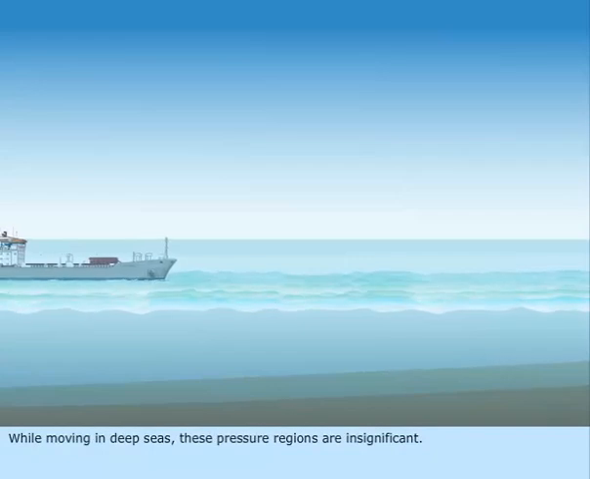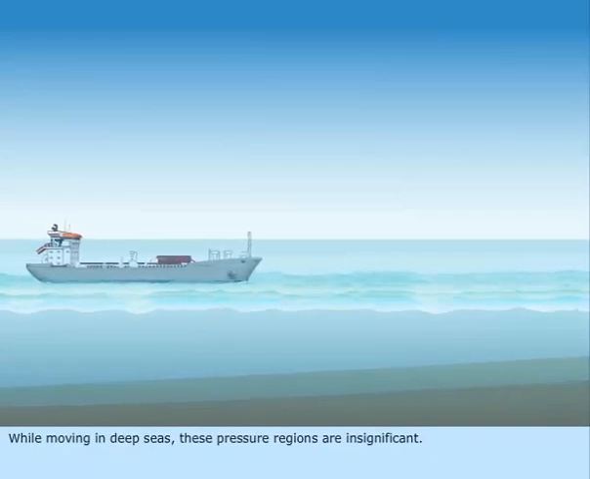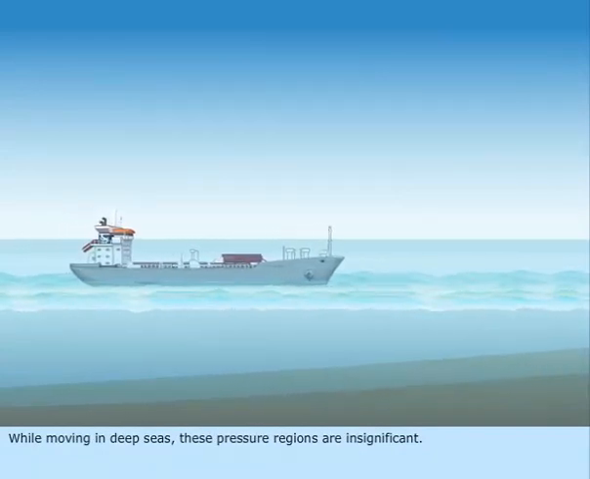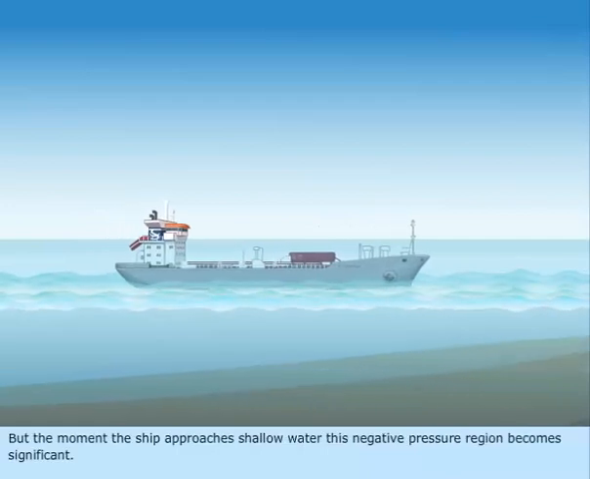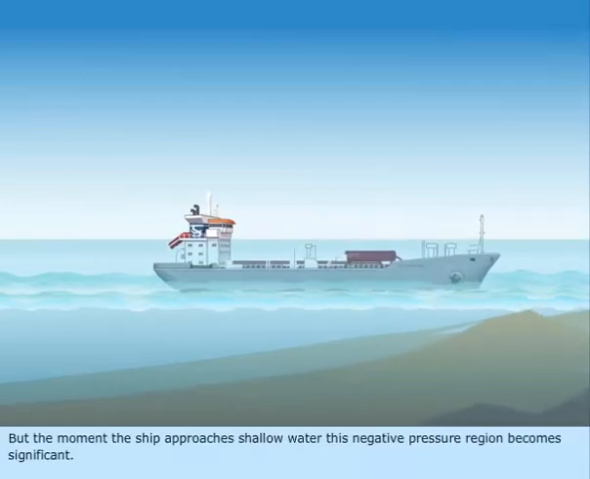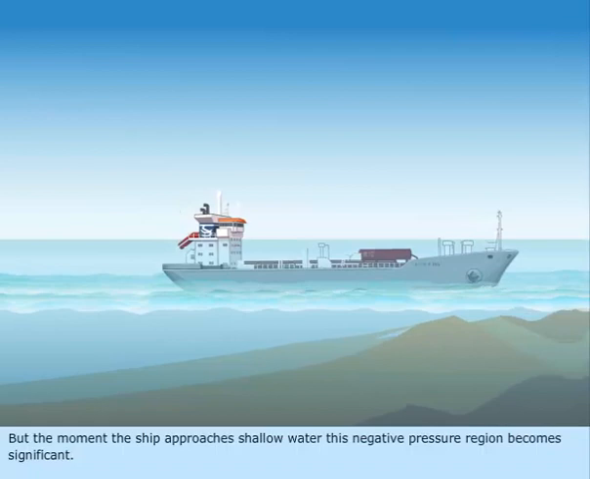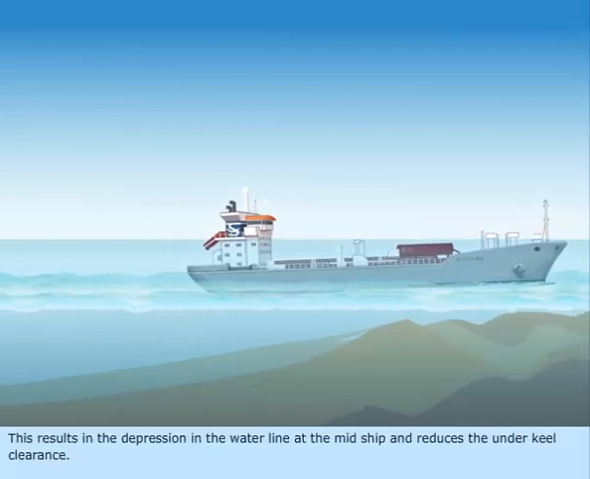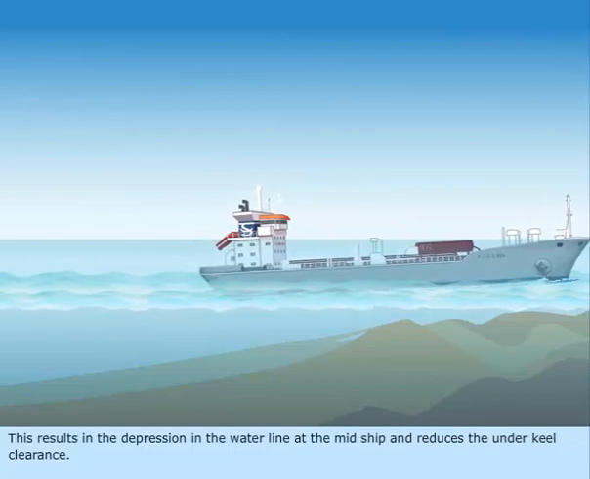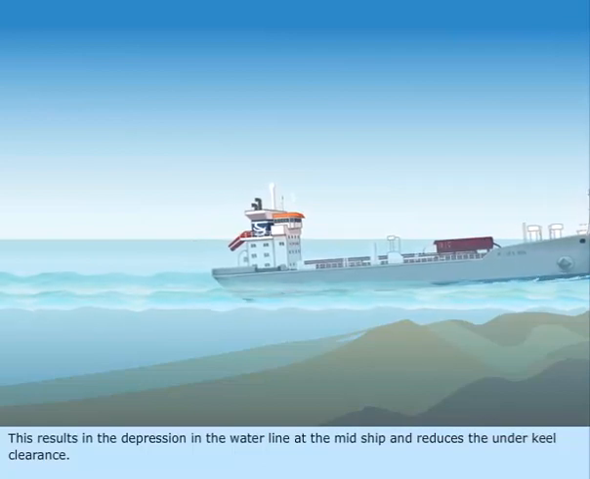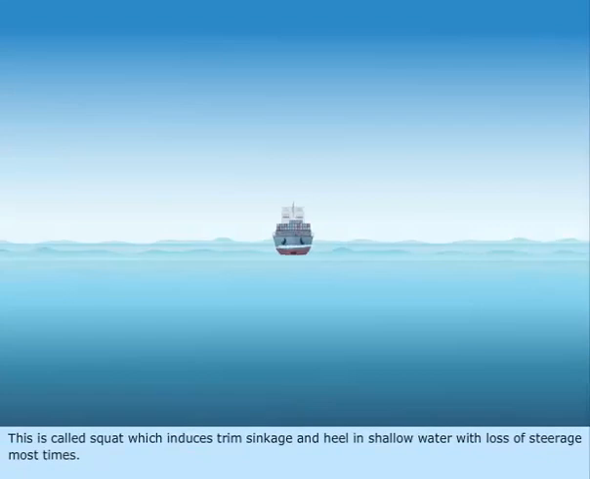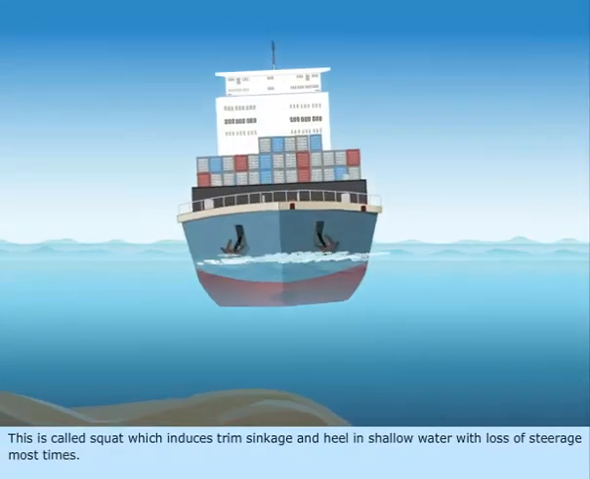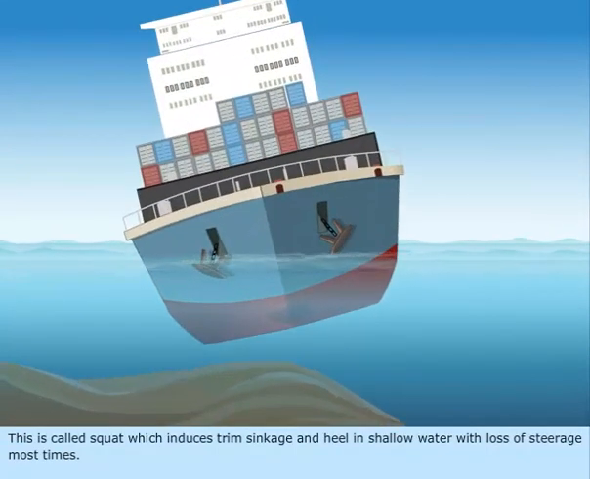While moving in deep seas, these pressure regions are insignificant. But the moment the ship approaches shallow water, this negative pressure region becomes significant. This results in the depression in the waterline at the midship and reduces the underkeel clearance. This is called squat, which induces trim, sinkage and heel in shallow water with loss of steerage most times.